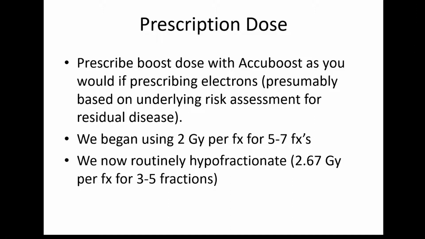Our prescription dose with AccuBoost, and what I say is really the dose you would use with AccuBoost would be the same as if you're prescribing with electrons, and presumably you choose that dose based on your assessment of the underlying risk for residual disease. We began our experience using 2 gray per fraction for boost for 5 to 7 fractions.